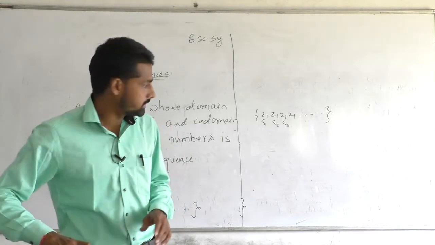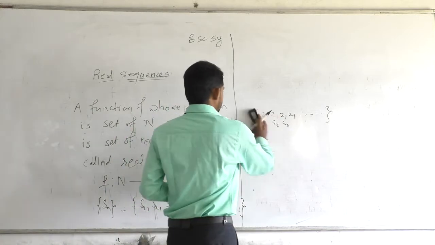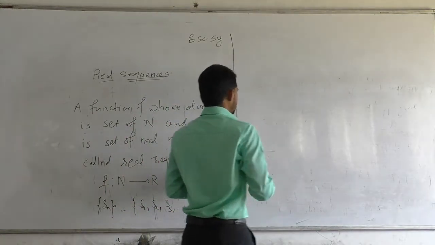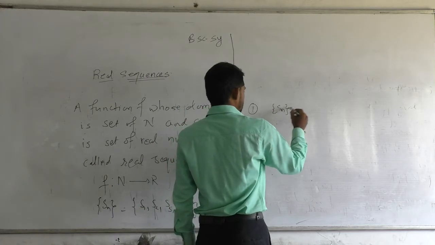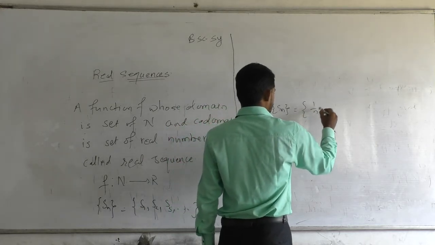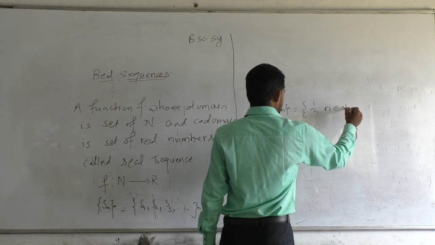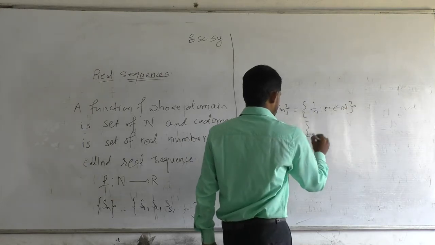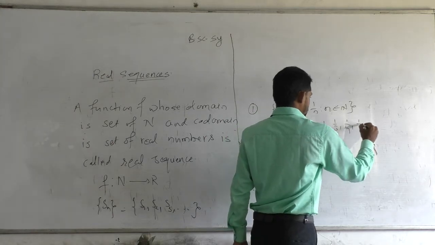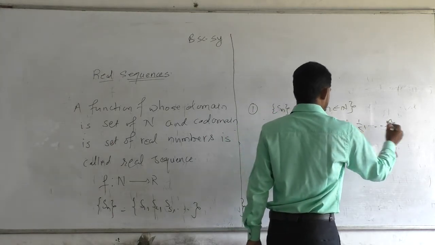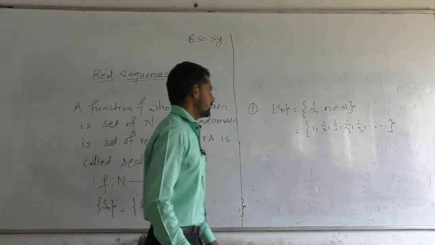Now, examples of sequences. Example first: the sequence Sn = 1 by n, where n belongs to the set of natural numbers. So 1, 1 by 2, 1 by 3, 1 by 4, 1 by 5, and so on. This sequence contains an infinite number of elements.